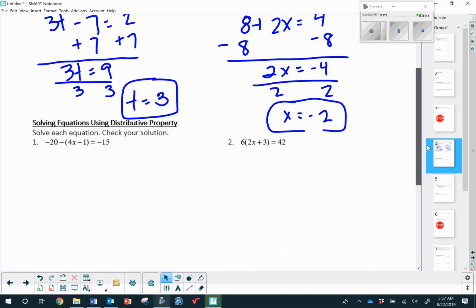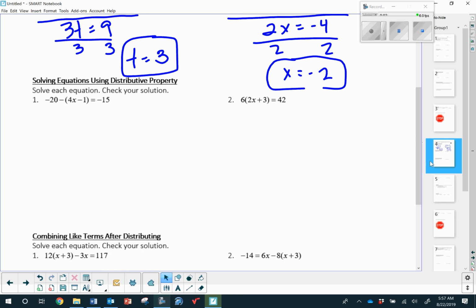All right, now we're going to do a couple examples where we need to use the distributive property. So if you remember, the sign right outside of the parentheses distributes, or the number right next to the parentheses distributes. So there's one of each here, and we'll go through them together. So negative 20 is going to stay the same.